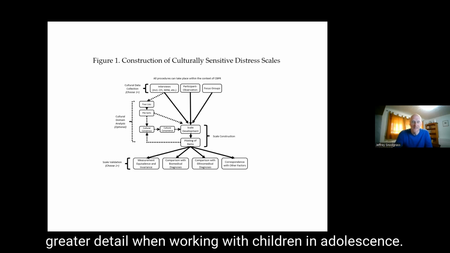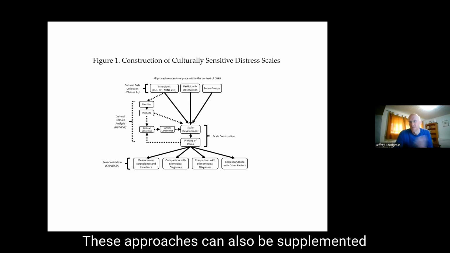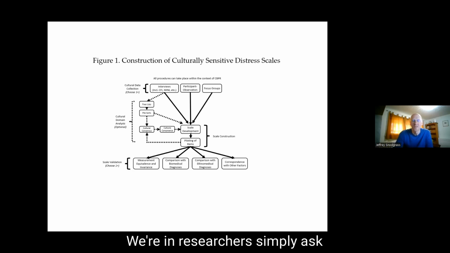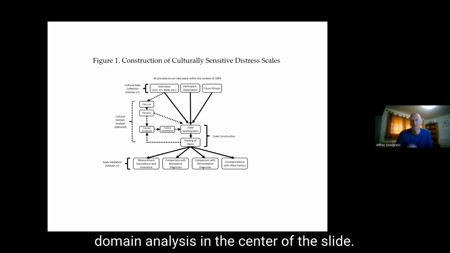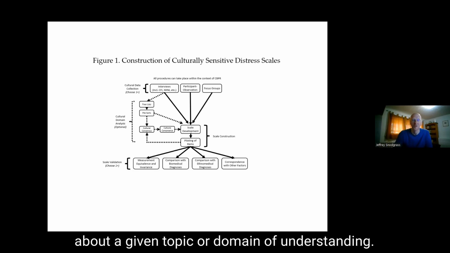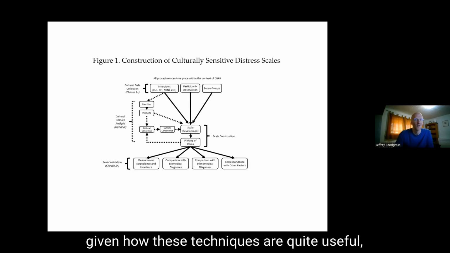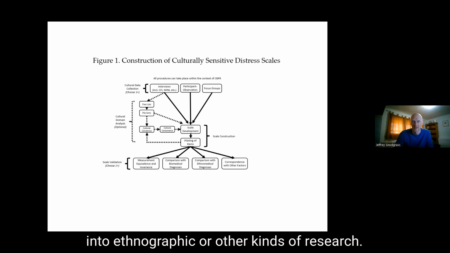When working with children and adolescents, these techniques can include body mapping or pictorial approaches to capture the experience of distress. These approaches can also be supplemented with more structured methods like free lists and pile sorts, wherein researchers simply ask individuals to list common experiences or signs of distress and subsequently sort them into groups. These psychological and anthropological methods are sometimes referred to as cultural domain analysis, in the center of the slide, in the sense that a researcher aims to identify how members of a group or community think and talk about a given topic or domain of understanding. Cultural domain analysis will be my focus today, given how these techniques are quite useful, underappreciated, I would say, and easily integrated into ethnographic or other kinds of research.